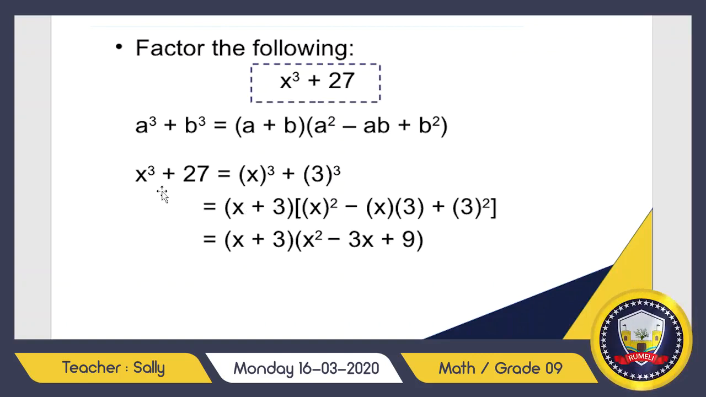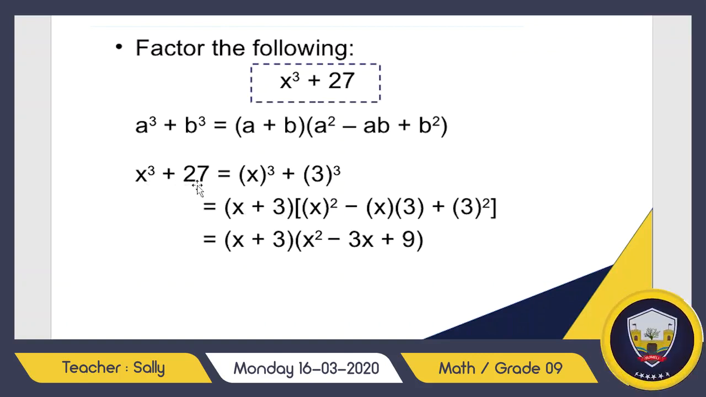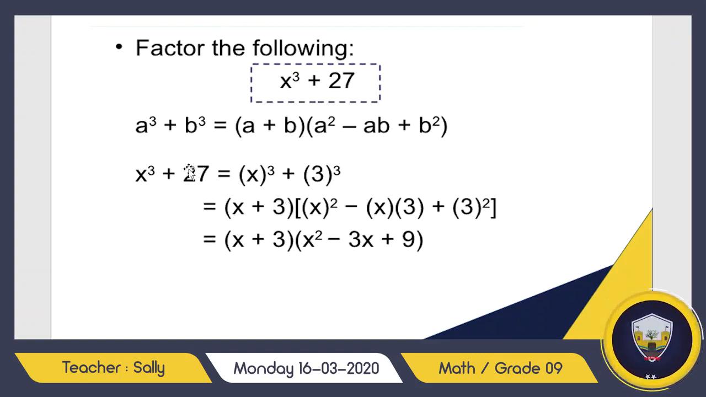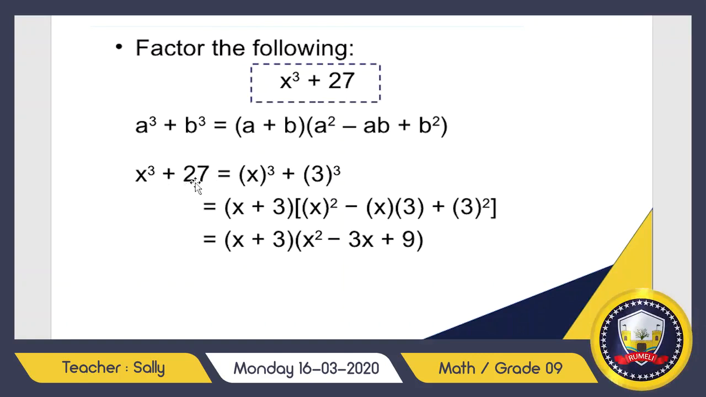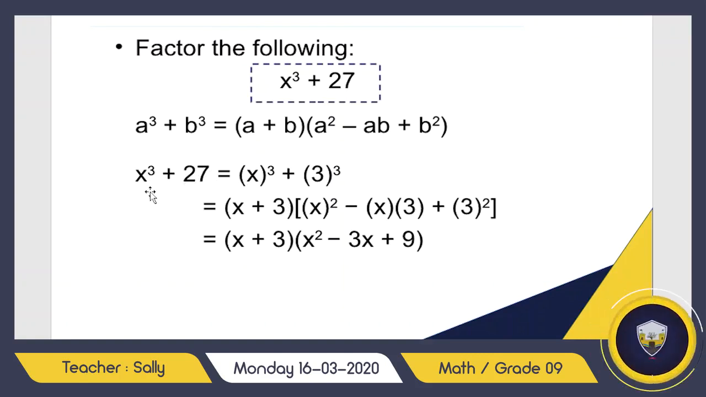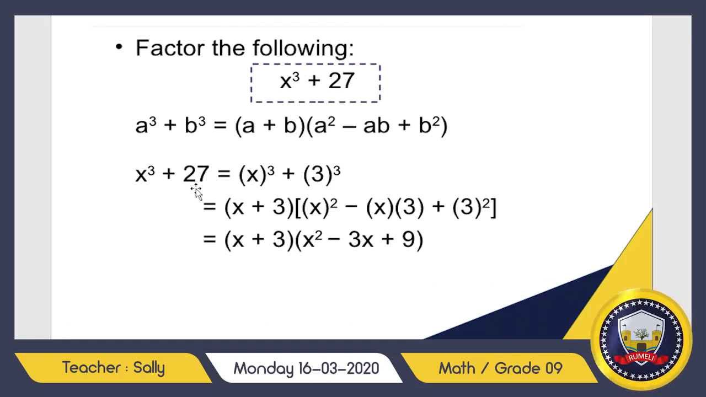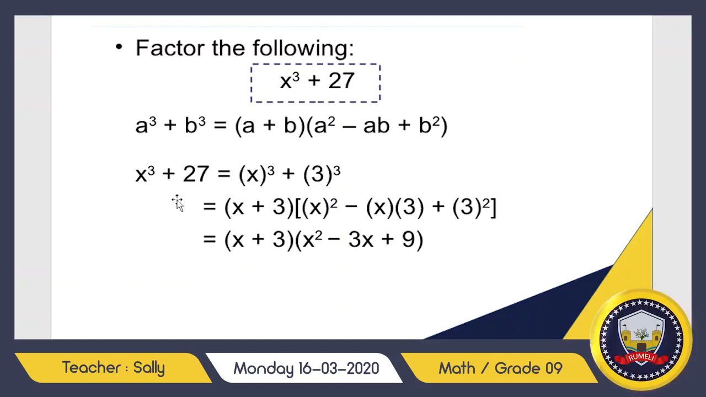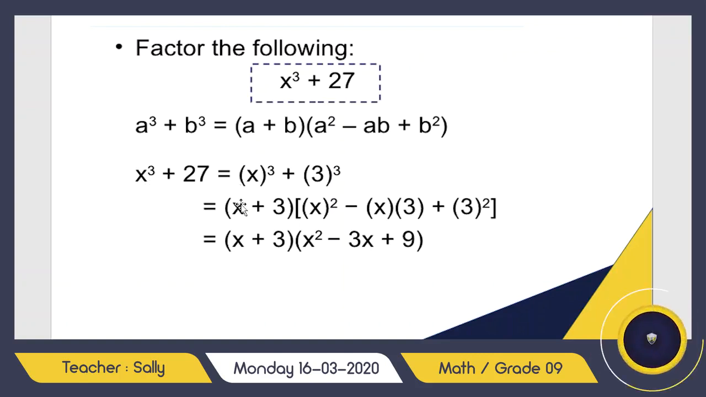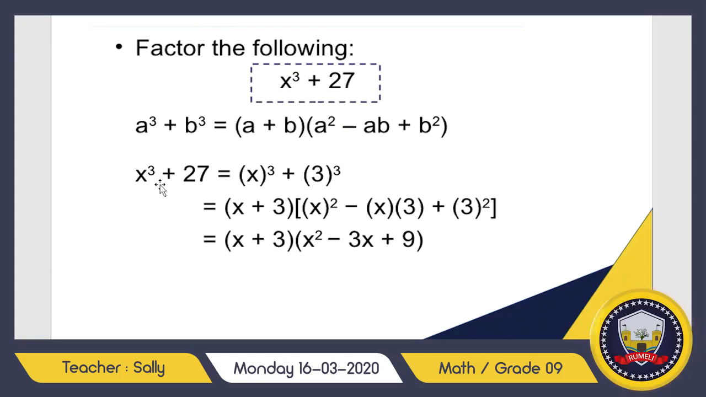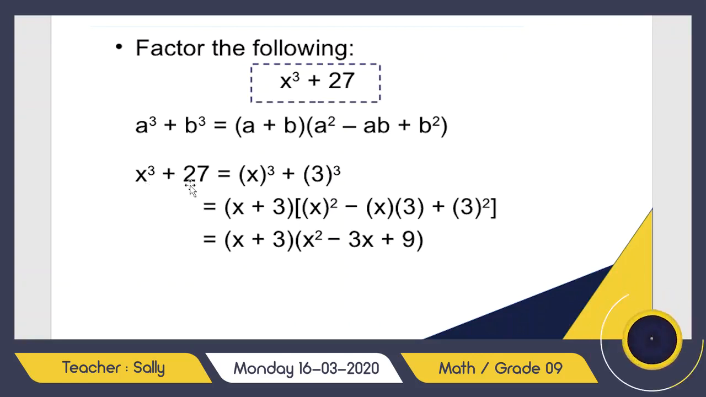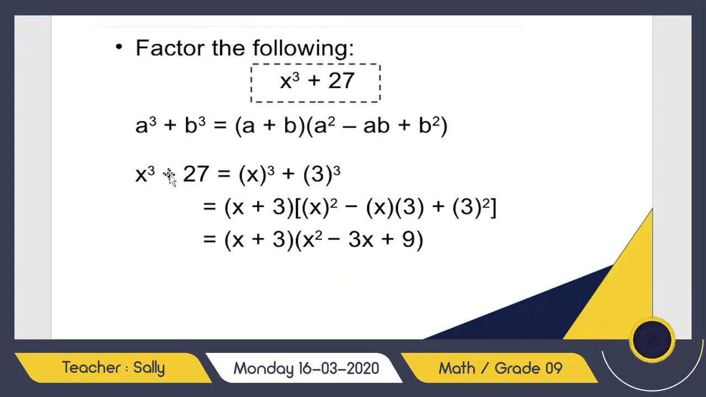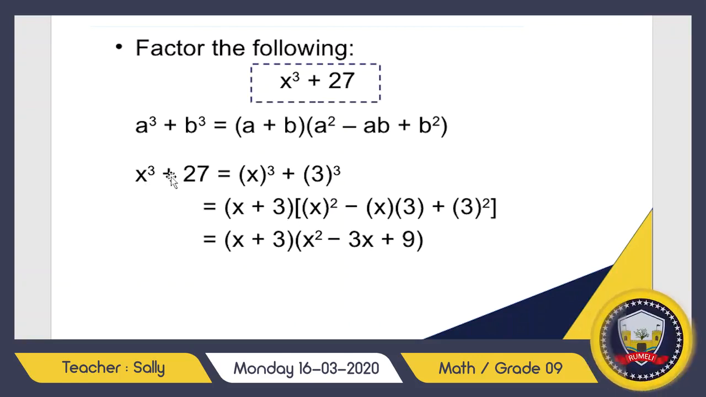So again, here x cubed plus 27. After knowing that the expression is a binomial and each term has a cubic root, I will write down 2 brackets. The first one is a smaller one and will contain the cubic root of the 2 terms. The cubic root of x cubed is x, and the cubic root of 27 is 3, and I will put the same operation sign as in the problem.